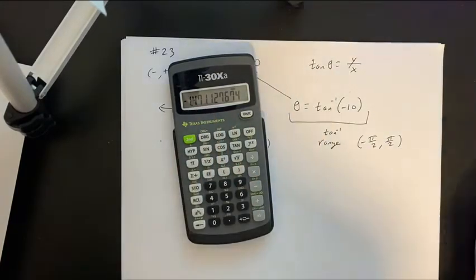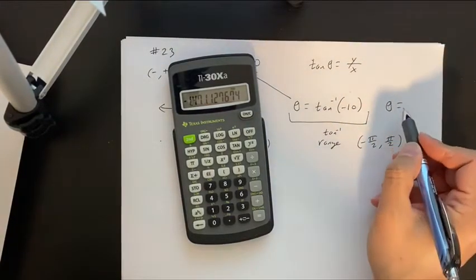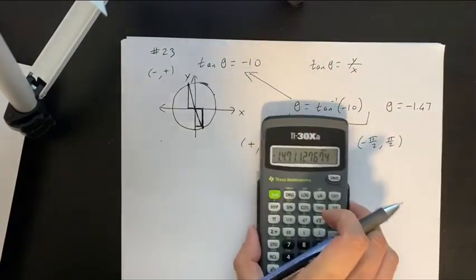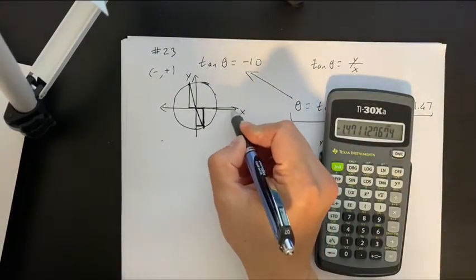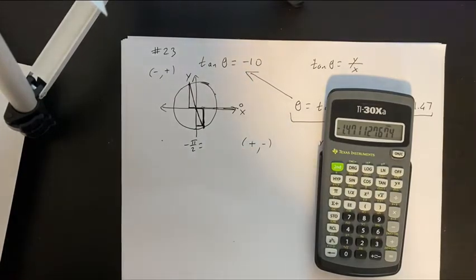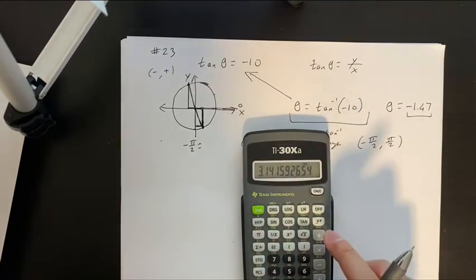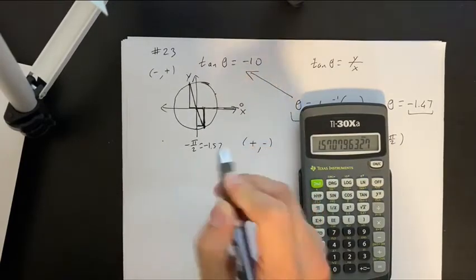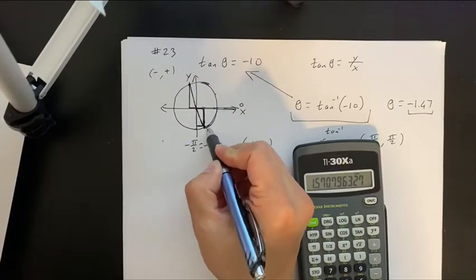And that is my radian. So the solution that the calculator gives me is negative 1.47. That is in radians. Remember, this position would be the 0 position. This position is negative pi half, and you guys remember what negative pi half is? Negative pi half is negative 1.57. Our position is negative 1.47, which is pretty close.